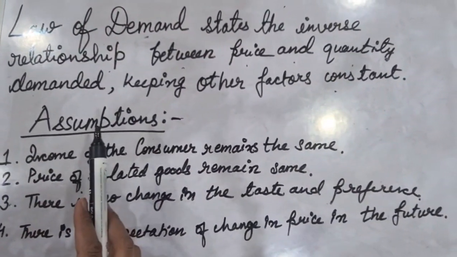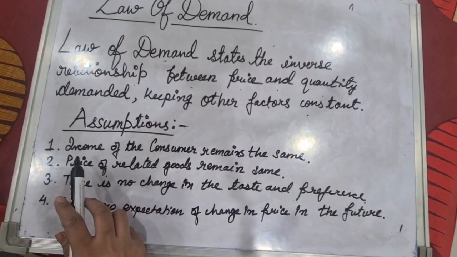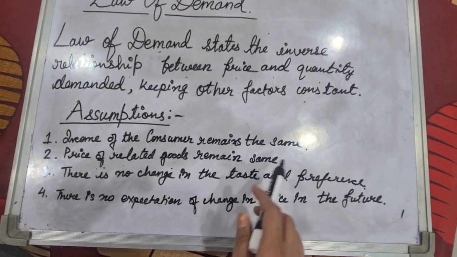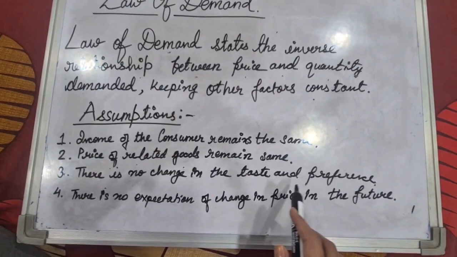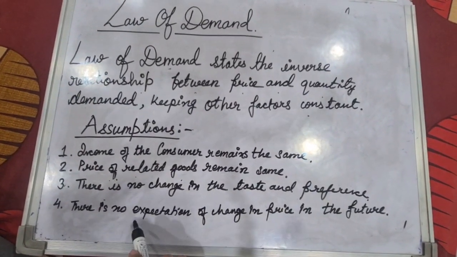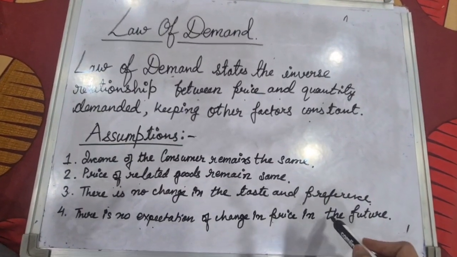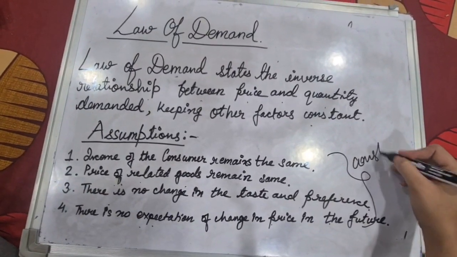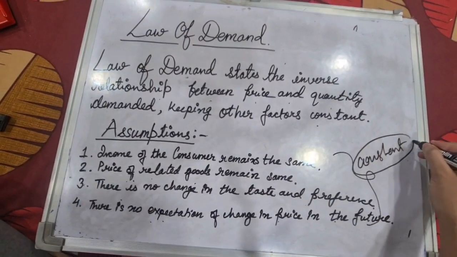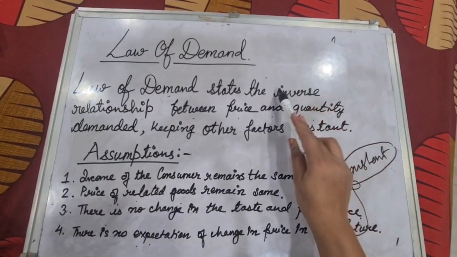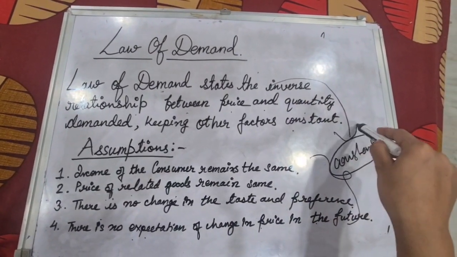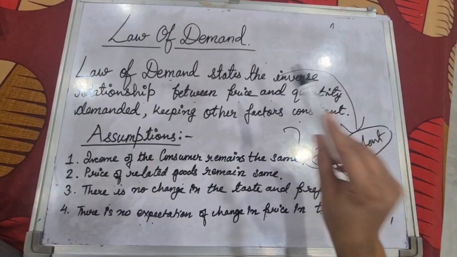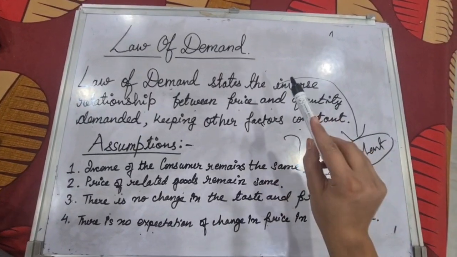So what are the assumptions of the law of demand? Number 1, income of the consumer remaining the same. Number 2, price of related goods remaining the same. Number 3, there is no change in the taste and preference of the consumer. And number 4, there is no expectation of change in the price in the future. So all the factors should remain constant. The basic thing you should keep in mind, the law of demand will only work if all the factors are constant. If there is a change in any factor except the price, the law of demand won't work.